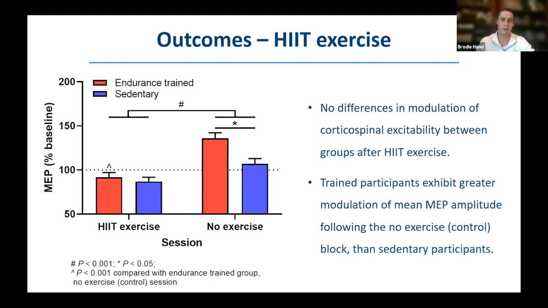We can see that MEP amplitudes were not differentially modulated between groups after the HIIT exercise. However, surprisingly, the endurance trained group displayed greater normalized MEP amplitudes after the no exercise control block. The reason for this is unknown, and it's difficult to determine with the present data.